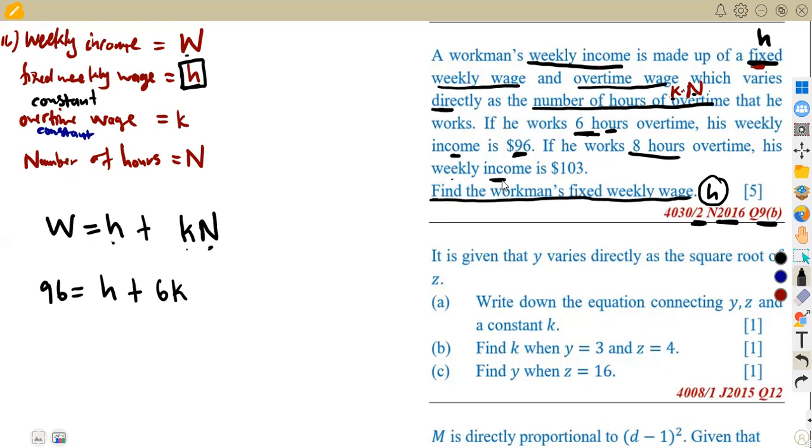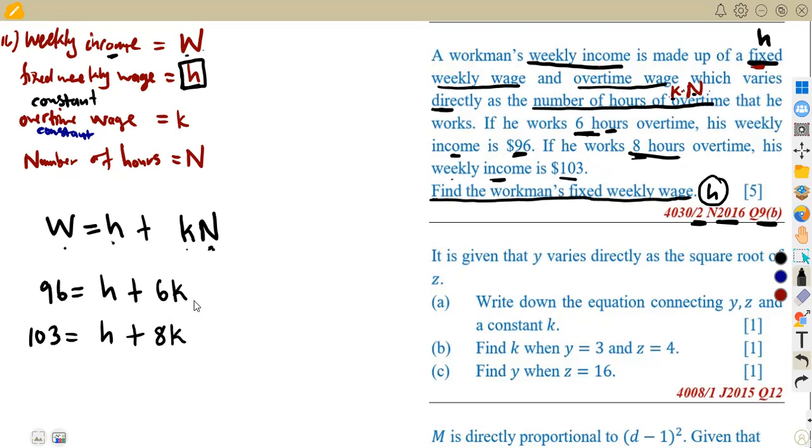His weekly income, W, is 103, given that N, the number of hours, is 8. So we are going to have plus 8K like this. We have formulated 2 equations that we are supposed to solve. Of these 2 equations, our question is to calculate what? H. Calculate the fixed weekly wage.